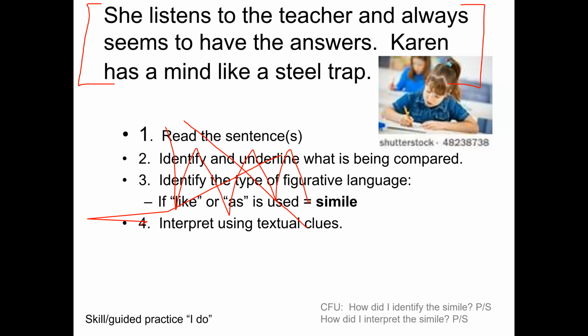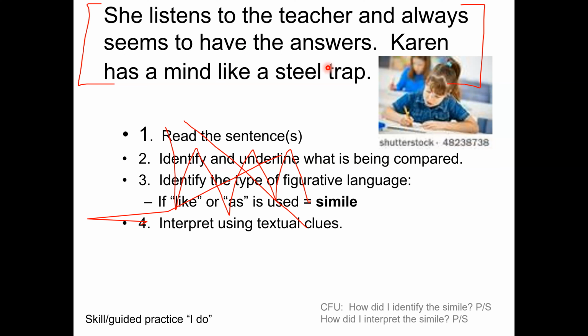Yes, sir. Okay, can you read these two sentences, please? She listens to the teacher and always seems to have the answers. Karen has a mind like a steel trap. All right, good.